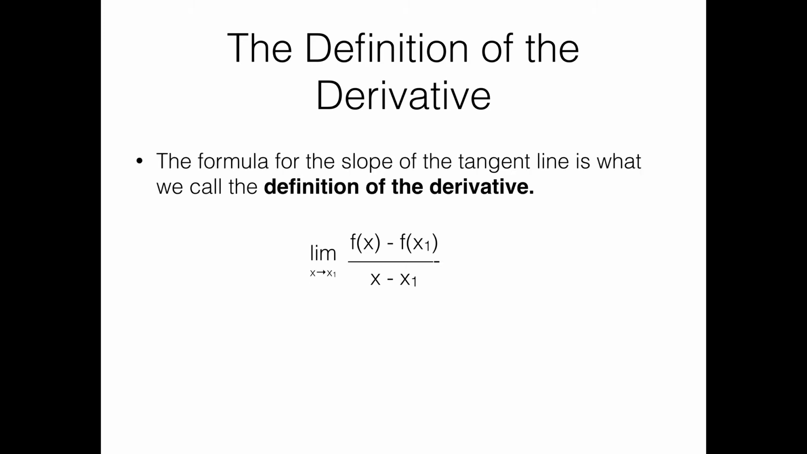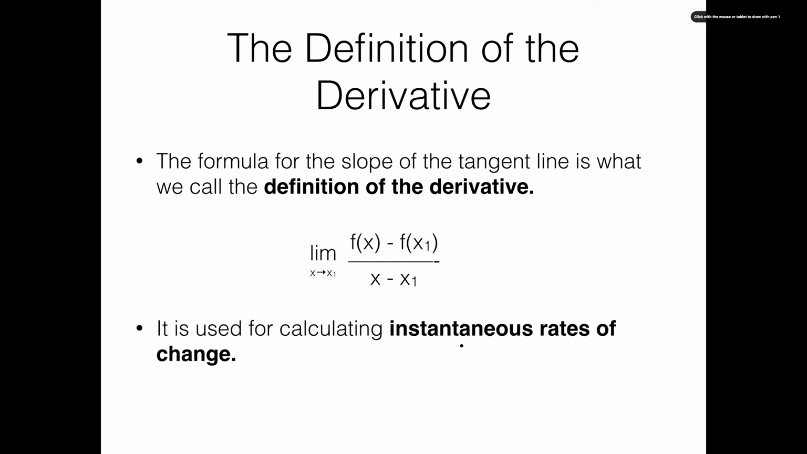So the formula for the slope of the tangent line is what we call the definition of the derivative. Let's lay that out there. The slope formula, the slope of the tangent line, is the definition of a derivative. You'll see this a lot in your prep books, in your notes, and even in your textbooks. Now let's not forget what this actually tells us. It can be used for calculating instantaneous rates of change, or the slope at a point.